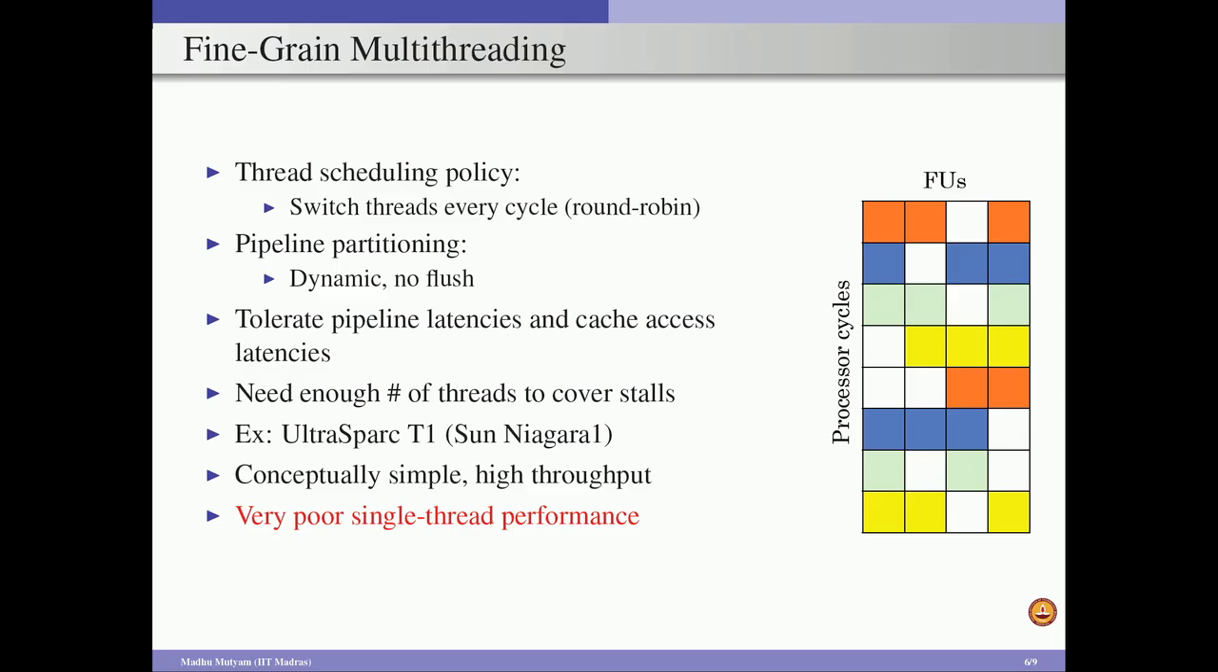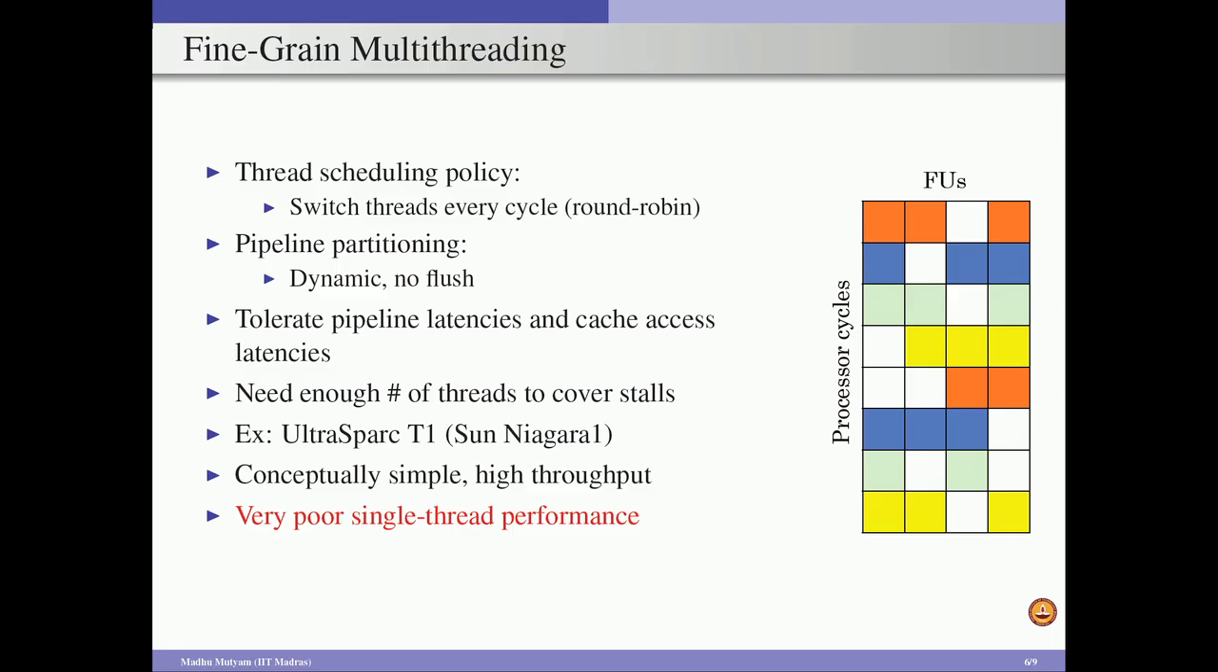As a result we are not going to incur any penalty, and because we are switching between threads at every cycle, this fine grain multi-threading can tolerate pipeline latencies as well as cache access latencies. When I say pipeline latencies, there may be an ALU instruction which takes 3 cycles to complete its execution, and that also can be tolerated here. Similarly, there may be a load instruction which takes a 4 cycle latency to get the data from L2 cache, and that also can be tolerated by scheduling instructions from the thread at the appropriate time.